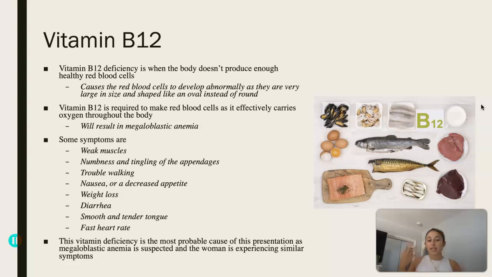So we can agree that vitamin B12 deficiency is the most probable cause of this presentation, because the patient is suspected to have megaloblastic anemia and is also experiencing very similar symptoms, which are weak muscles, numbness and tingling in the lower extremities. She has trouble walking and is having difficulty balancing. She's had some diarrhea, but no blood loss. She has a smooth, tender tongue with no papillae present, and she is tachycardic, so she has a very fast heart rate.